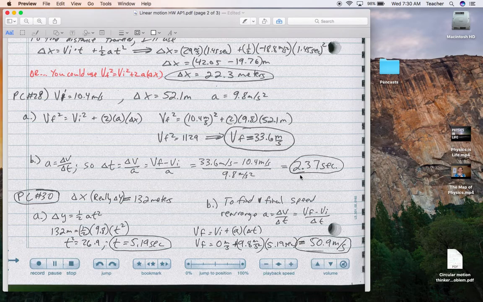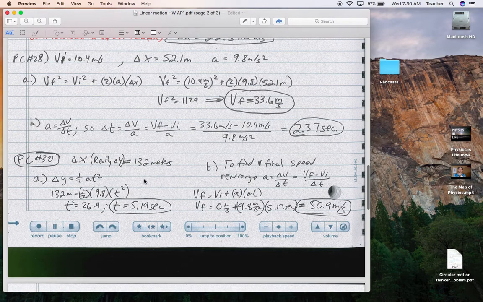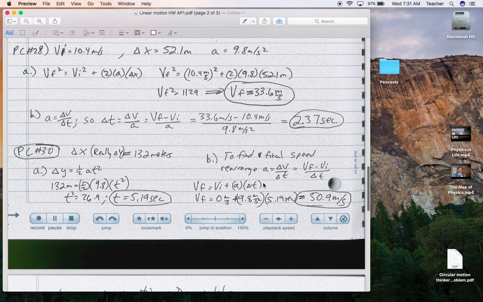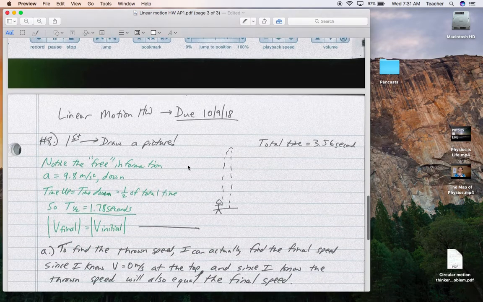And for number 30, this is, again, recognizing that this is really vertical, so we probably should call that delta y instead of delta x. It doesn't particularly matter as long as you understand what you're doing. Find the time to fall, if you know the change in position, which is 132 meters, and acceleration. It's about 5.2 seconds. And then we can use that to find the final speed. So I think the key thing is seeing these patterns over and over, and that's going to help you understand how to mathematically attack things.